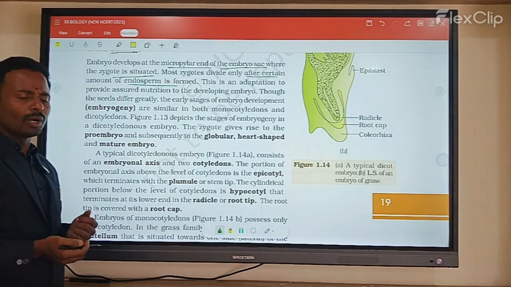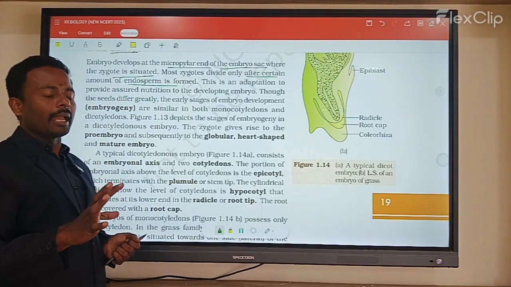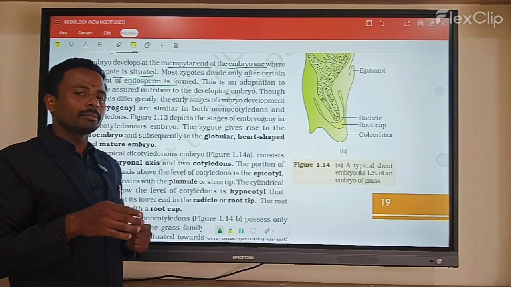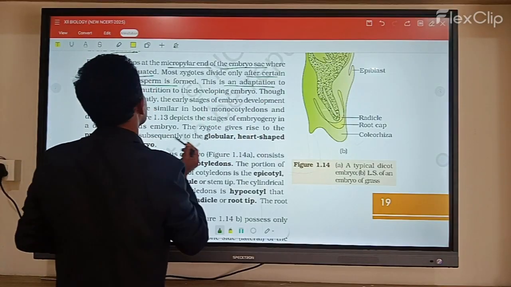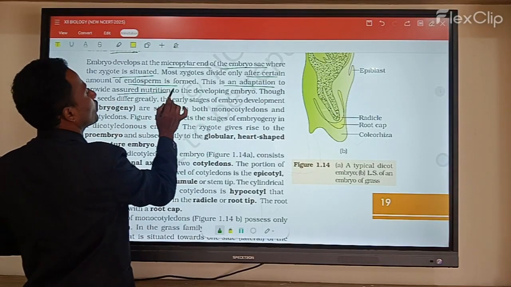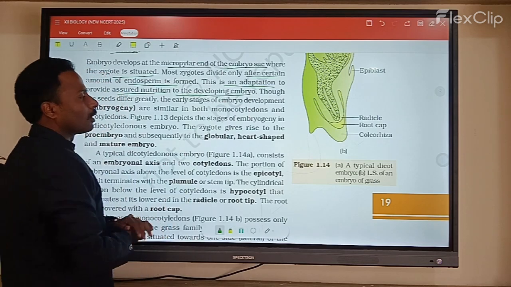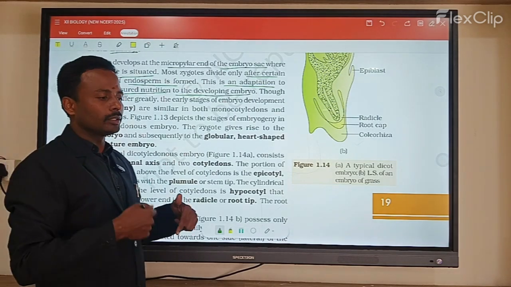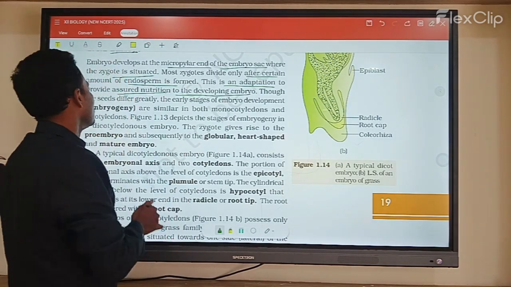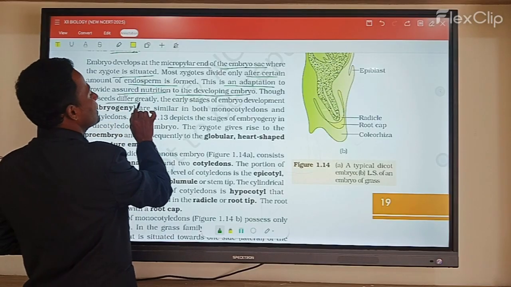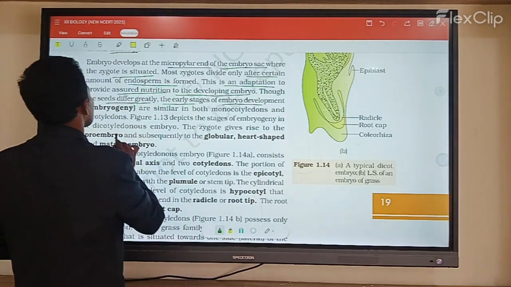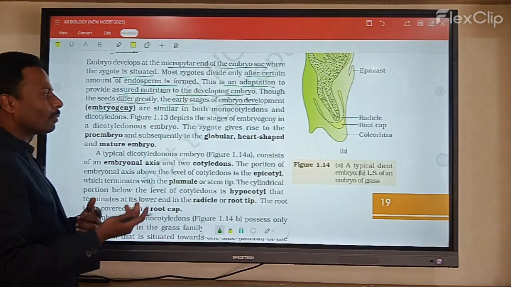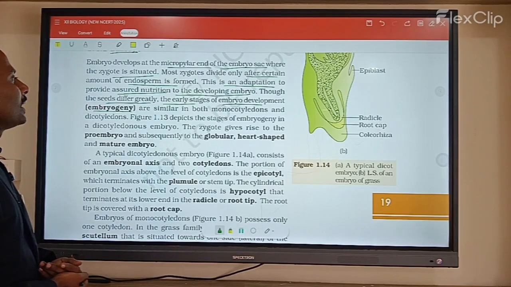Before that, the embryo utilizes the endosperm, and then it develops. This is an adaptation to provide assured nutrition to the developing embryo. It is only for the development of the embryo. Though seeds differ greatly, the early stages of embryo development are called embryogeny. So the early development of the embryo is called what?